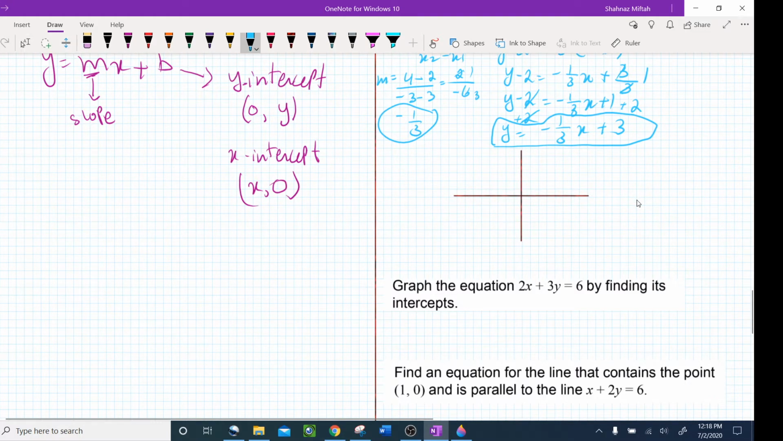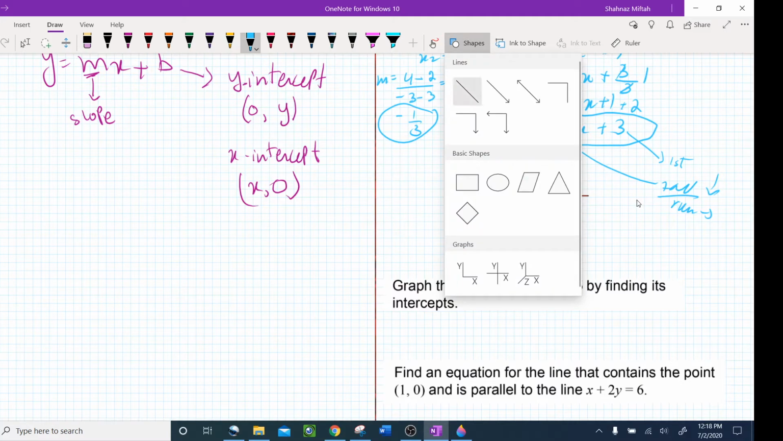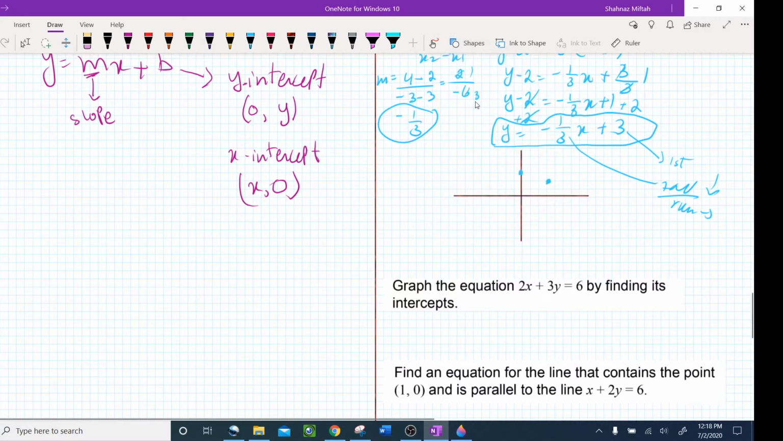You remember we graph this first. Plus 3, 1, 2, 3, here is the dot. And the slope is negative again, so I'm going to fall and run to the right. How many times am I falling? 1. And how many times am I running to the right? 3. 1, 2, 3. Now you can connect the dots.